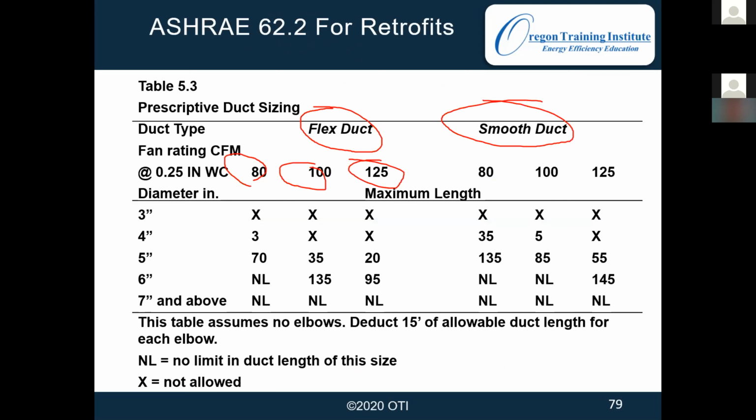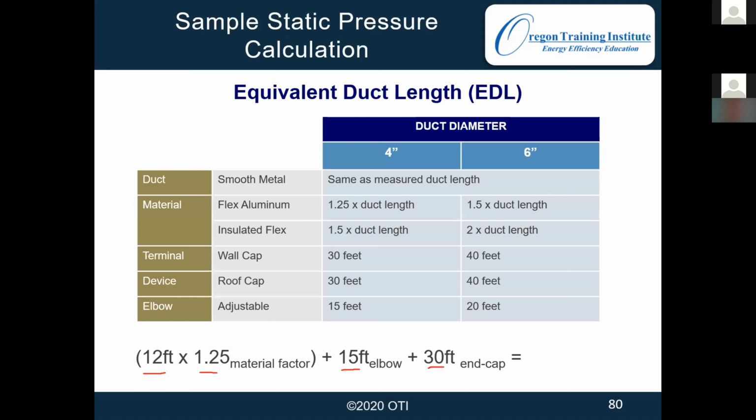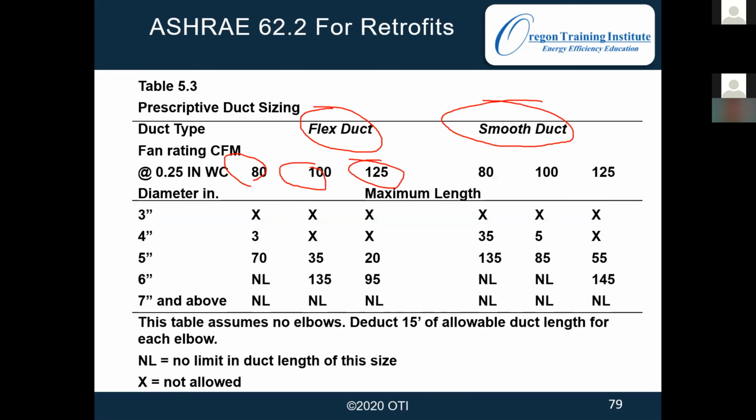So if we come over here to our 4-inch flex, 3 feet. So we're way over. We're going to have serious airflow problems. But if we bump that up to 5-inch, we'll be good, and we'll still have even 10 feet left over.